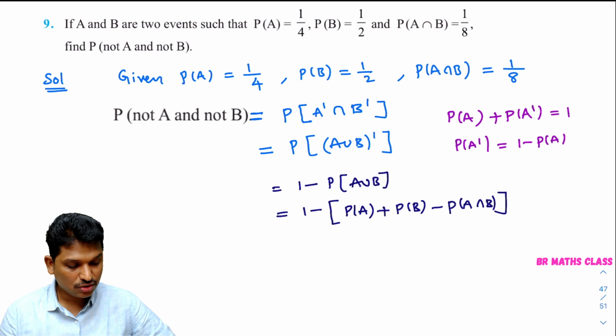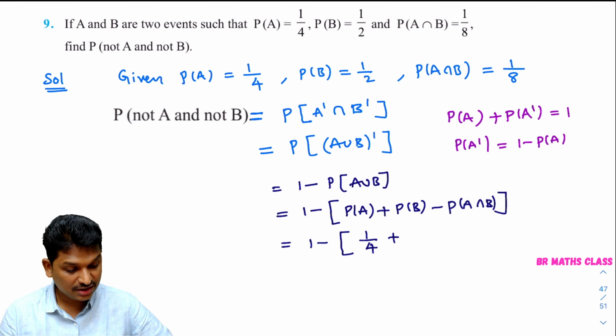So that is equal to 1 minus probability of A. What is probability of A? They given here probability of A is 1 by 4. Probability of B also they given, that is 1 by 2, minus probability of A intersection B also they given in the question. What is that? 1 by 8. If you simplify this, we will get the answer.